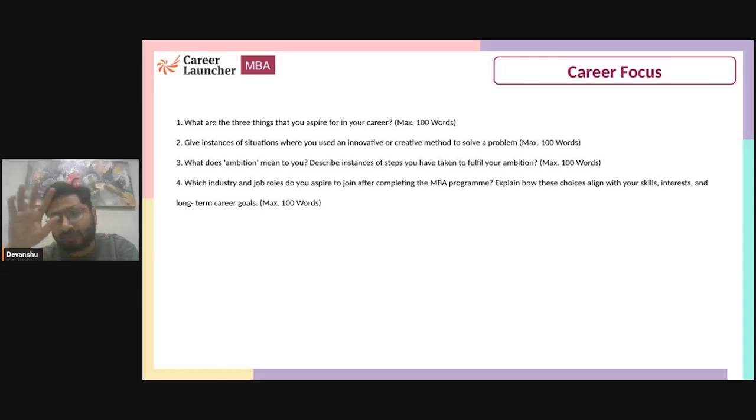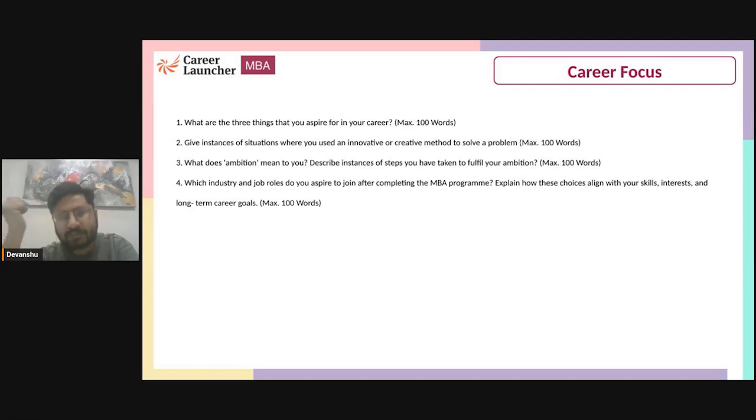So first of all, what do you need to do? The first part is which industry and job role do you aspire to join after completing your MBA? So in this, you have to mention what are you interested in and what kind of a job role you are looking for. Maybe you can put this particular thing in connection with IIFT. Just research what are the different companies that are visiting their campuses, and what are the different job roles they have offered. So you can pick one of those, whatever suits your profile, and you can mention it here.